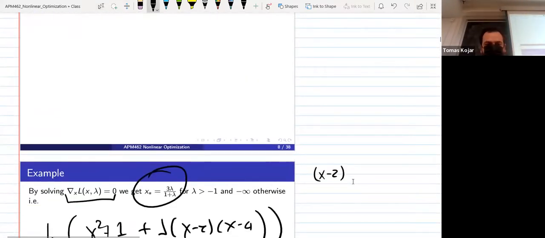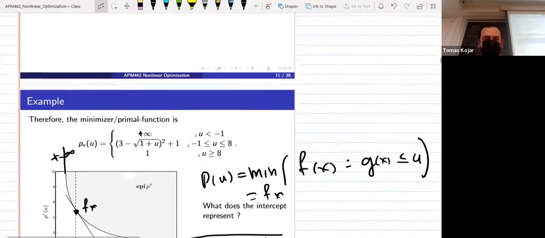Yeah, so before, I solved my stationary problem and I got a minimizer, and this minimizer depends on lambda. That's all I'm proving. I'm proving that you're able to do this. Okay, good.